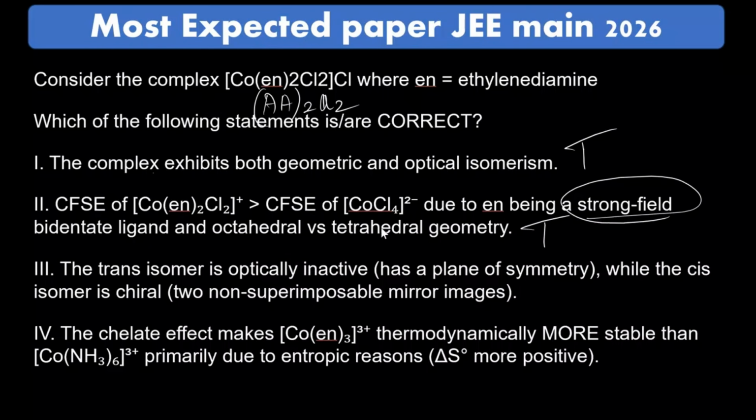And this will take up tetrahedral geometry. So many times you must have solved this problem. This question should not take more than 30 seconds, even for reading those questions. Then the trans isomer is optically inactive, has a plane of symmetry, while the cis isomer is chiral with two non-superimposable mirror images. That is also obviously true, optical isomers. Then the chelate effect makes this one more stable than the other one because of entropic reasons. Yes, chelation will give you more stability. So all are right statements.